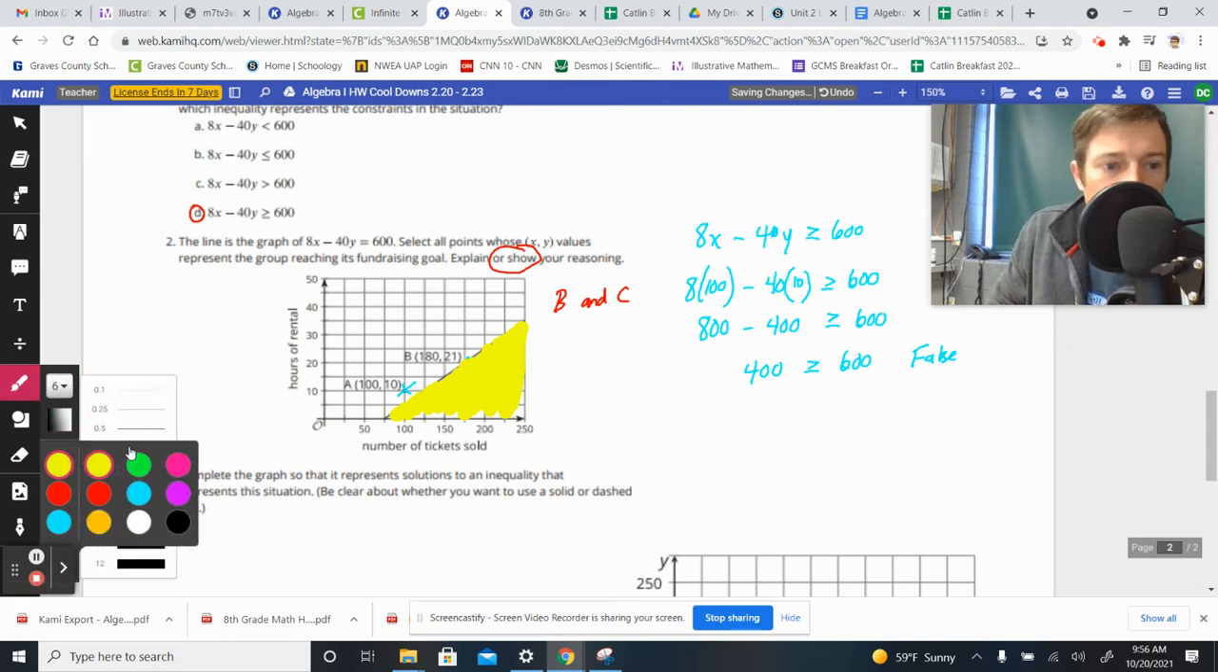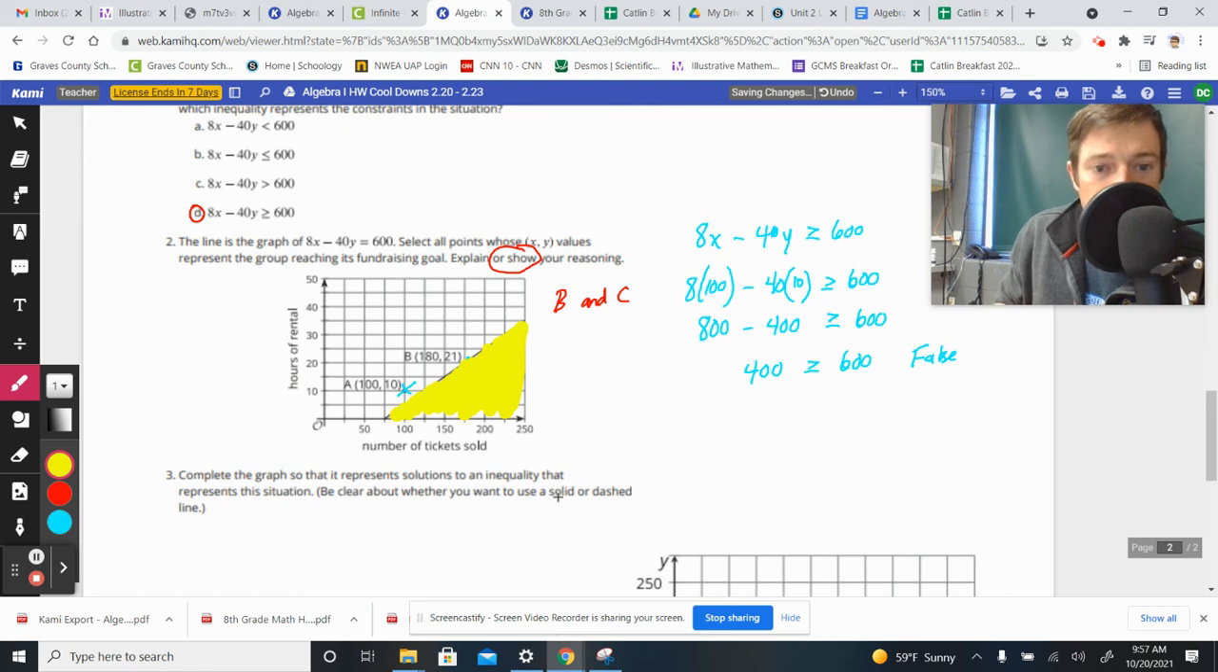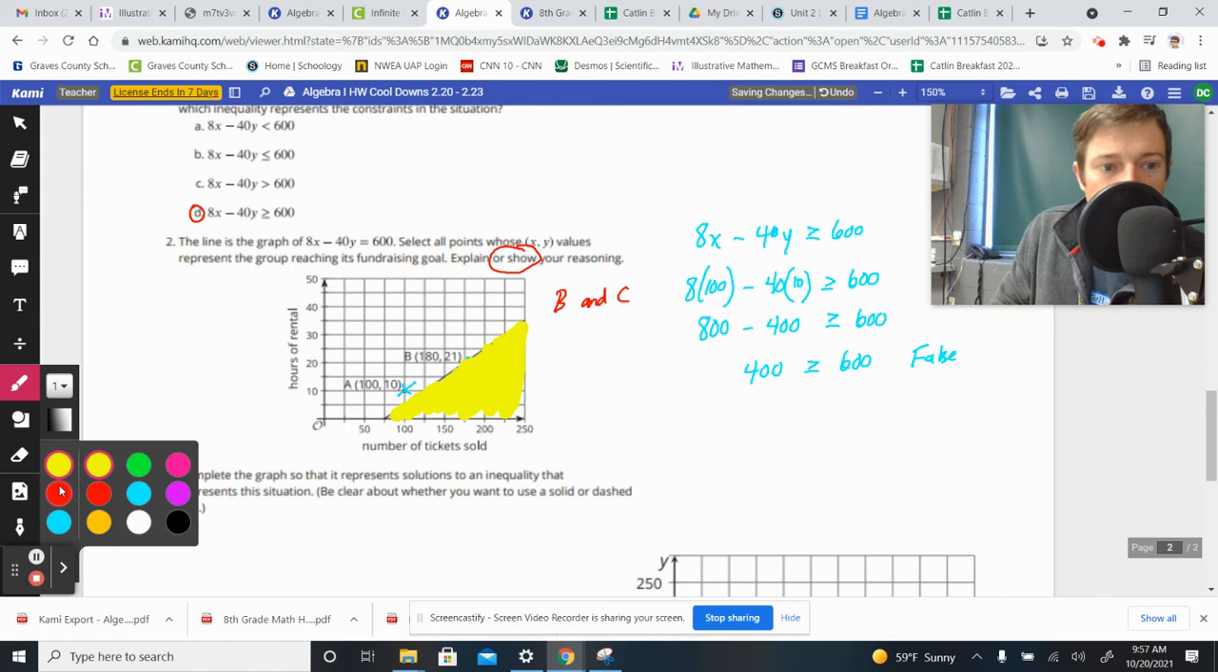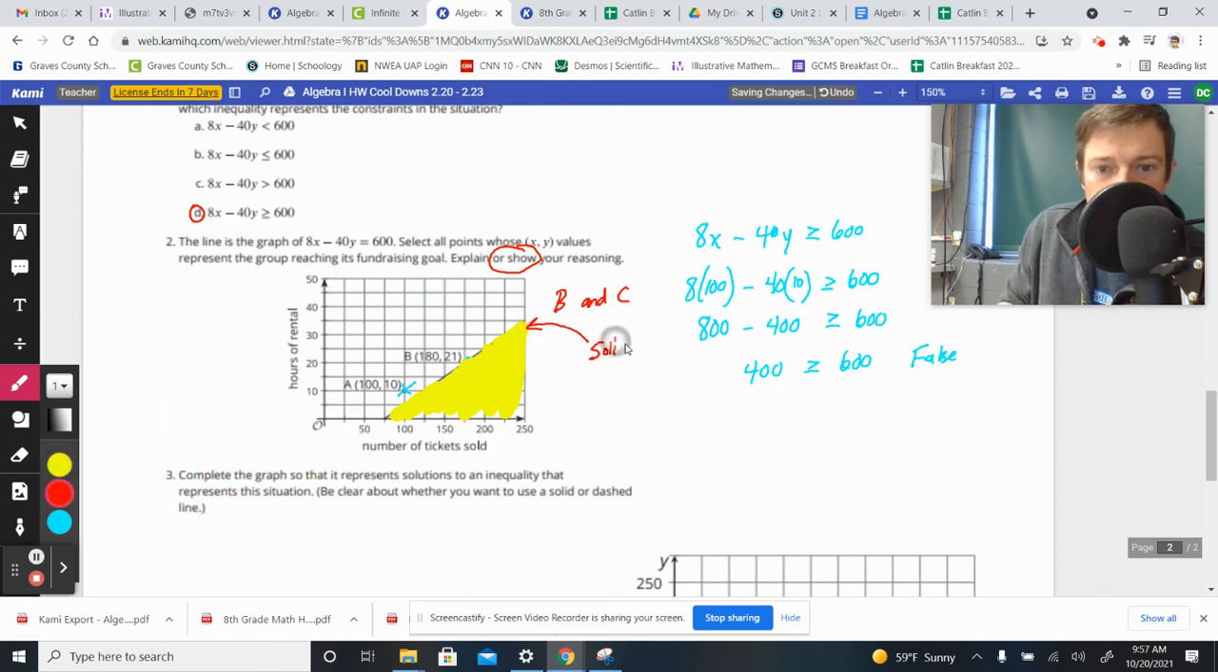All right, let's move on to the last part there. Be clear about whether you want to use a solid or dashed line. We want this to be a solid line, because at least means that 600 is okay, right? And we know that all of the lines on that are going to be solid.